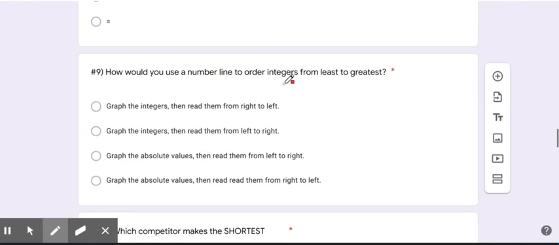How would you use a number line to order integers from least to greatest? Well, you need to draw a number line, right? You need to graph the numbers that you want to compare. I would graph the integers, and then the least number I would expect to be on the left of the number line, and the greatest number will be on the right of the number line because it's further to the right. And if a number is further to the right, it's greater. So graph the integers. Then I would read from left, because those are my smaller numbers, read from left to the right.